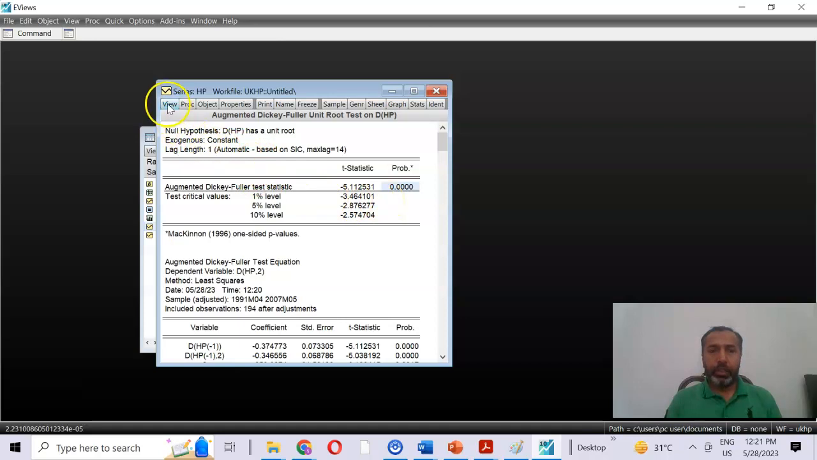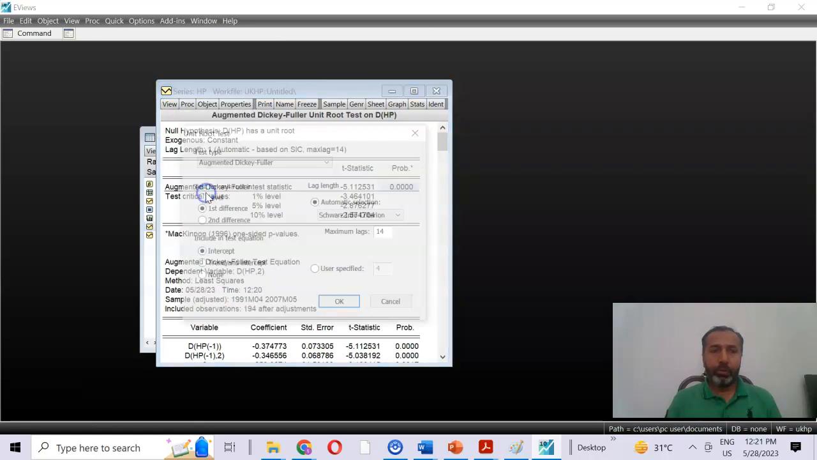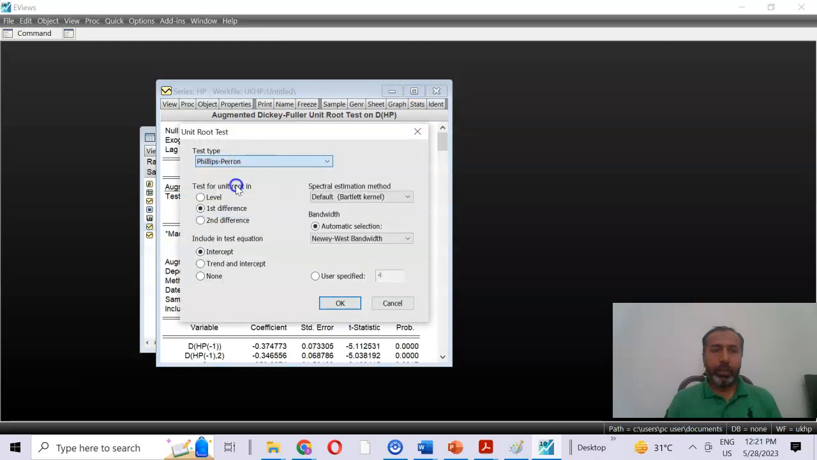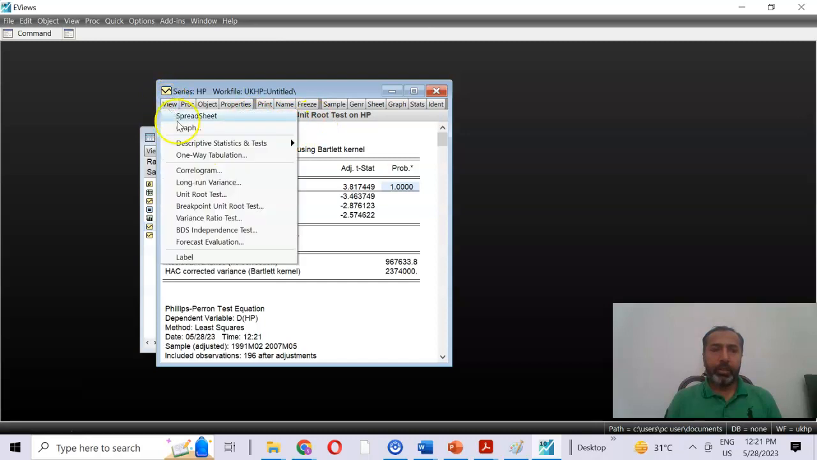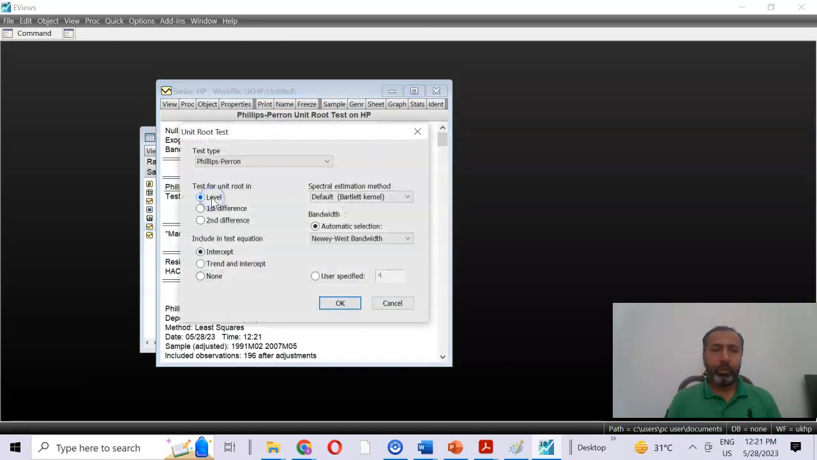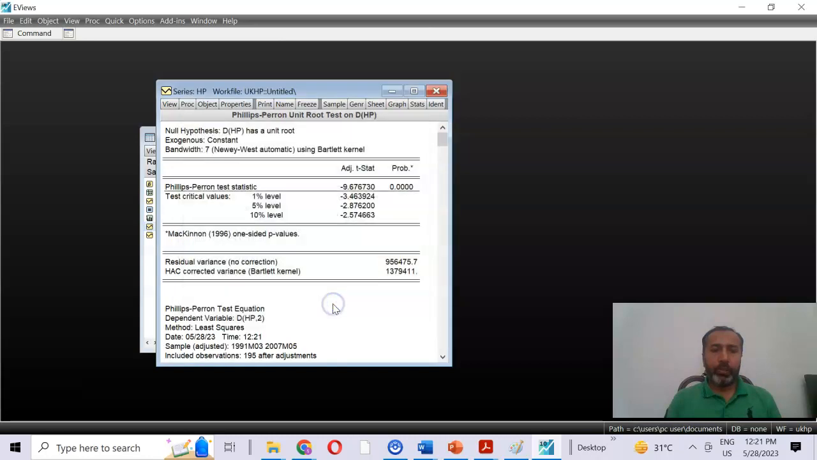Now we shall run the Phillips-Perron test. Go to View, Unit Root Test. Select here Phillips-Perron test. Check it at level. So again, this is non-stationary at level. If we use the PP test, again go to View, Unit Root Test. Click on first difference. So, using both the augmented Dickey-Fuller test as well as the Phillips-Perron test, we have concluded that this variable is non-stationary at level and becomes stationary at first difference, because the p-value is less than 0.05 at first difference.